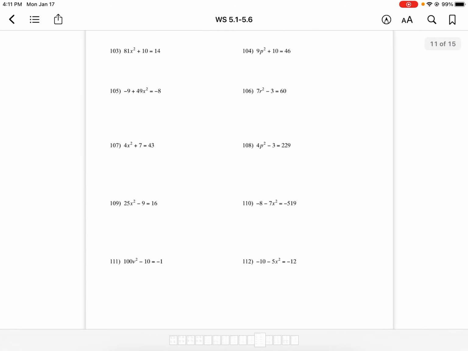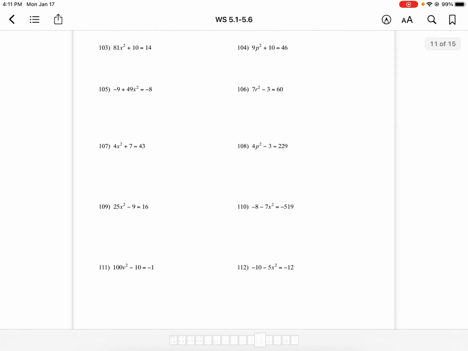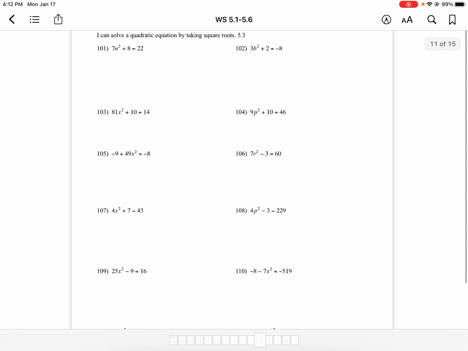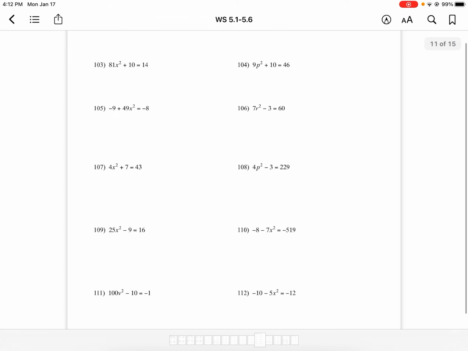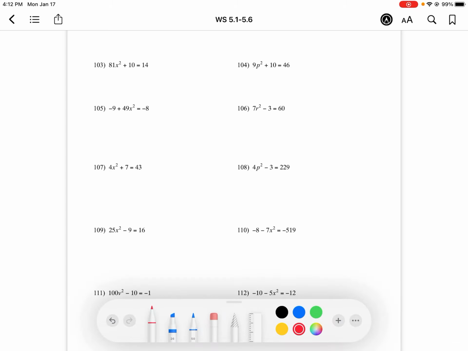So this is numbers 103. We're not going to do 104, so I changed the problem set. Oh, yeah, we're not going to do 102. So 103 to 108. Notice these don't have an x term. They have an x squared, and they have a constant. So you could try to set them equal to 0 and factor. But instead, since I can actually get x by itself, let's solve for x.